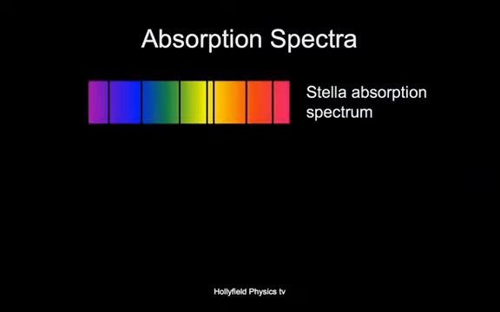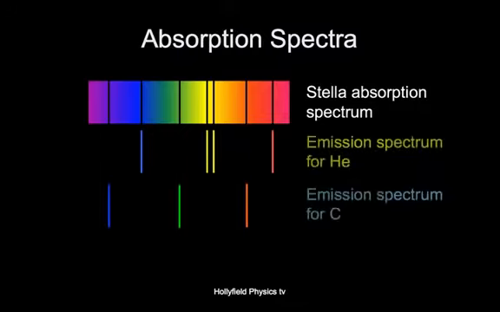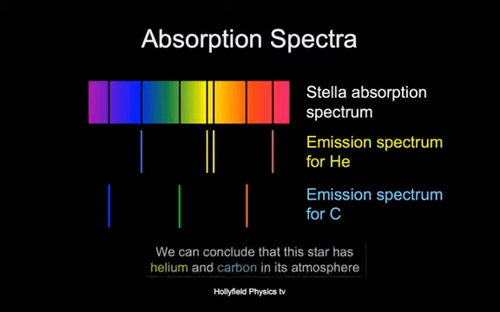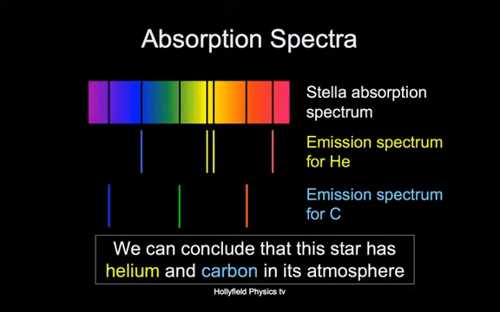Here's a typical stellar absorption spectrum. And beneath it, we've got the emission spectra for a number of different elements. Now, as you can see, the emission spectra match up precisely with the absorption spectrum. The conclusion we can draw from this is that the atmosphere of the star, in this case, must contain helium and must contain carbon.